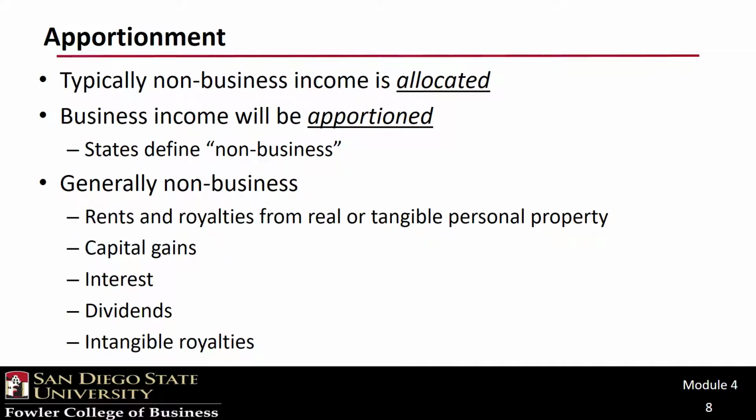Allocation is the identification of a specific type of income, and then the attaching of that income to a specific state based on some fairly intuitive choices. Allocation is used for non-business income, such as interest, dividends, rents, and royalties. For example, if a taxpayer has rental income, it would make sense to source that rental income to the state in which the property being rented is located. The rules can differ from state to state, but generally follow these guidelines.